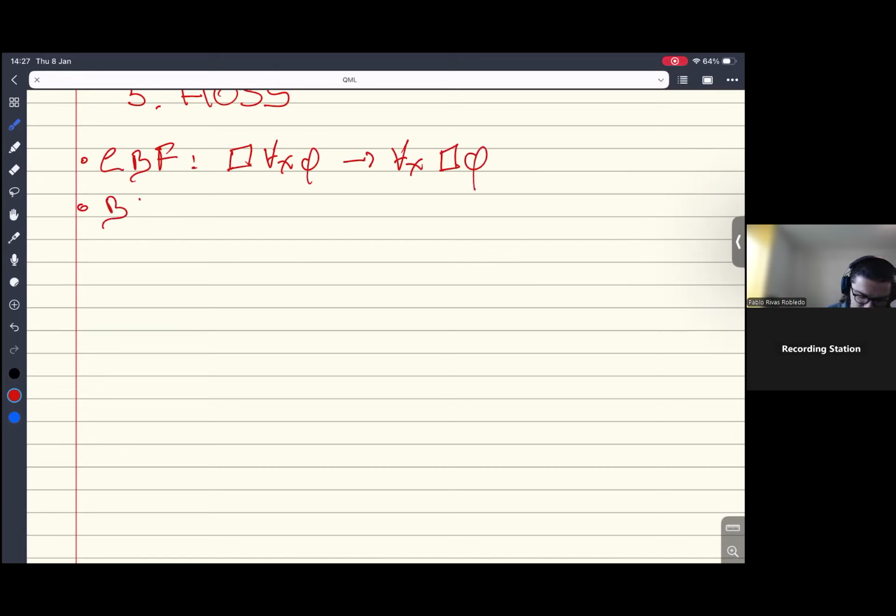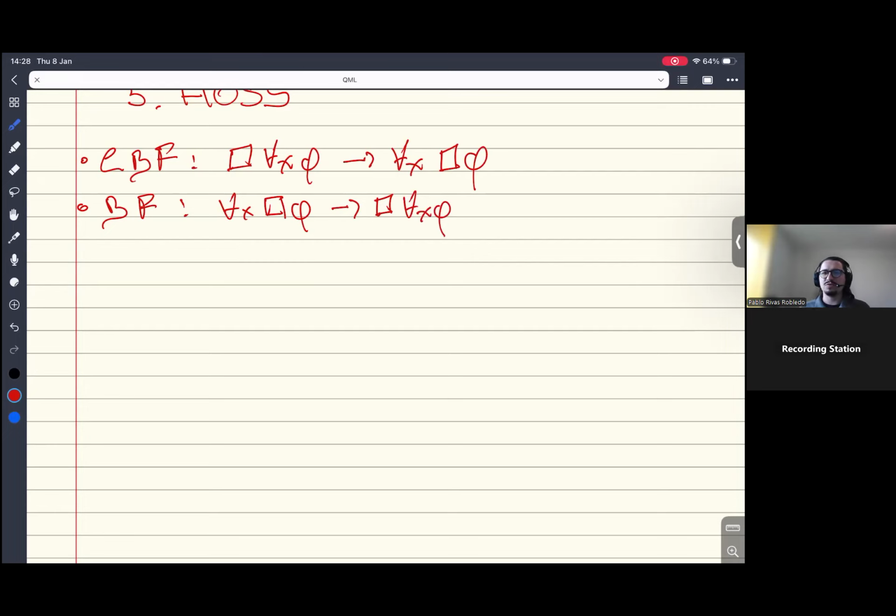Then for all x, box phi. And the Barcan formula is: for all x, box for all x phi.